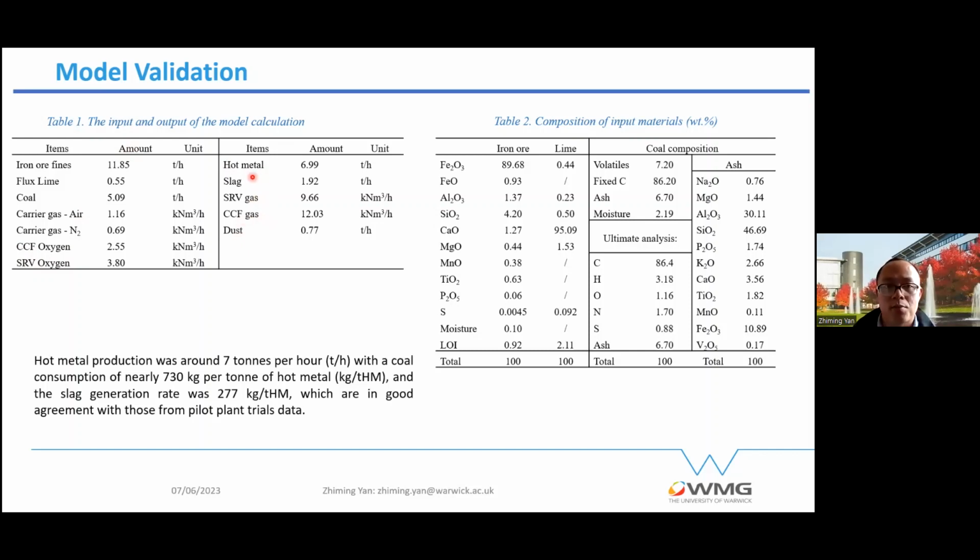The amount of hot metal produced is around 7 tons per hour, based on the plant data, and according to this, we use the coke consumption of about 760 kilograms per ton, and the slag generated is less than 300 kilograms per ton of hot metal. All this data is in good agreement with the pilot plant trial data. And here is the composition of the input materials, mainly the iron ore and lime, and also the coke.